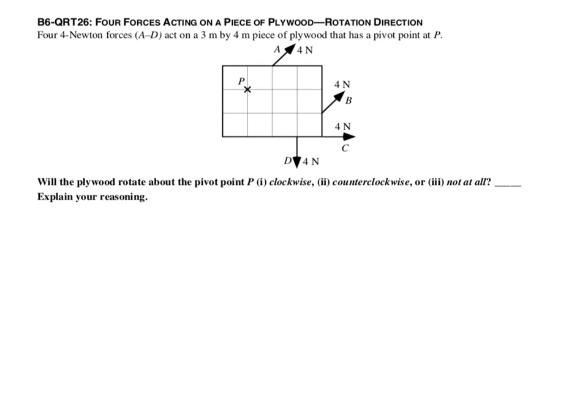Chapter 11, number 10. Four Newton forces, A through D, are acting on a 3 meter by 4 meter piece of plywood that has a pivot point at P. Will the plywood rotate about pivot point P clockwise, counterclockwise, or not at all? So we're really looking for our net torque.